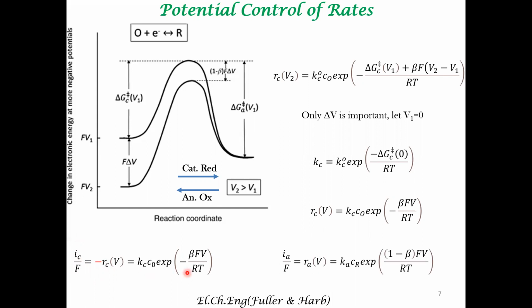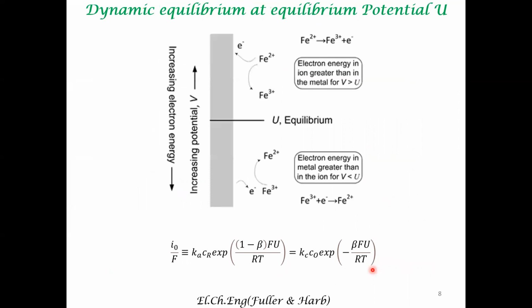And in a similar manner, we can indicate the anodic reaction. The anodic reaction will involve the activation barrier in the opposite direction. We can write the rate of the anodic reaction, which can be connected to the anodic current, which is a positive quantity, in the following manner. Okay. We are going to introduce another quantity.